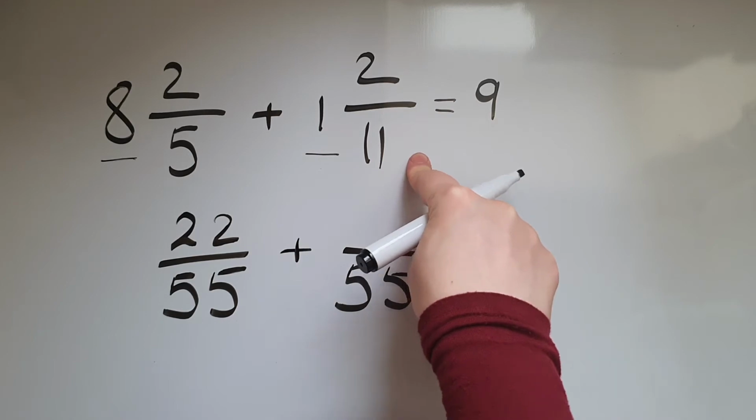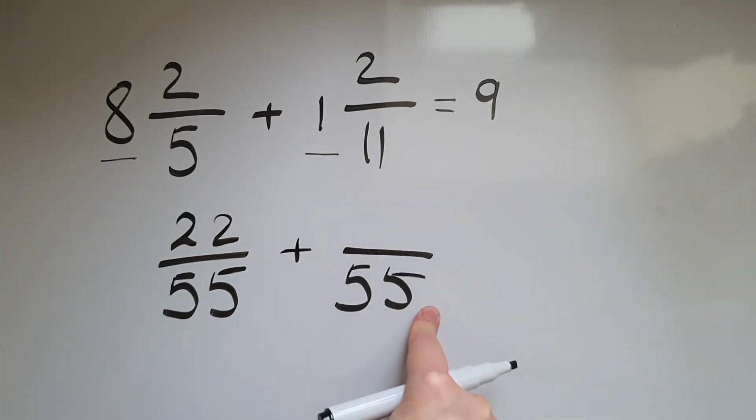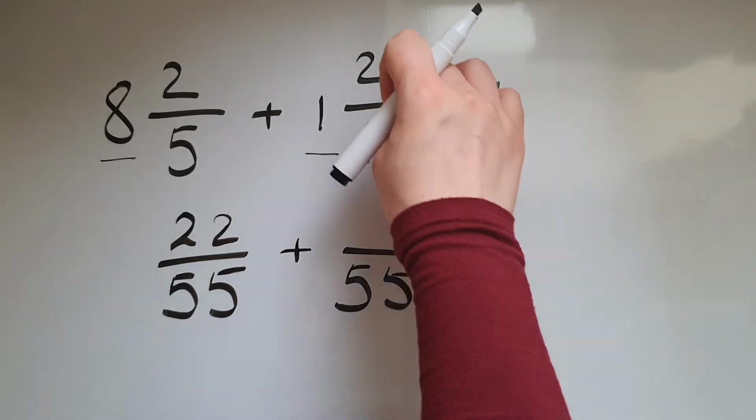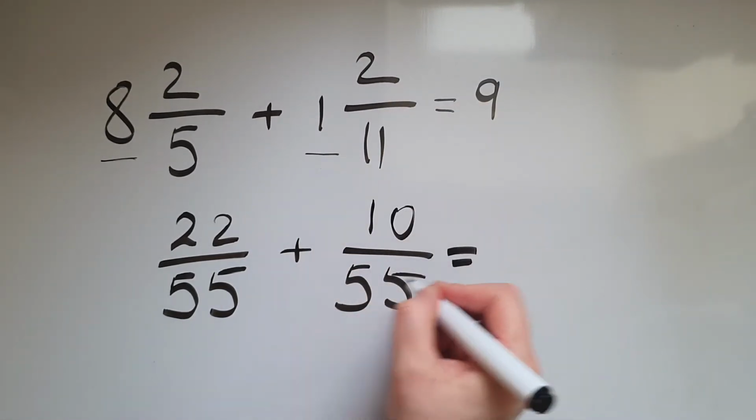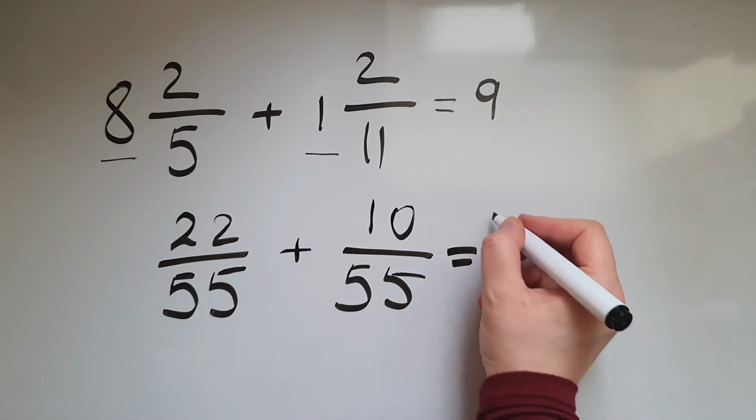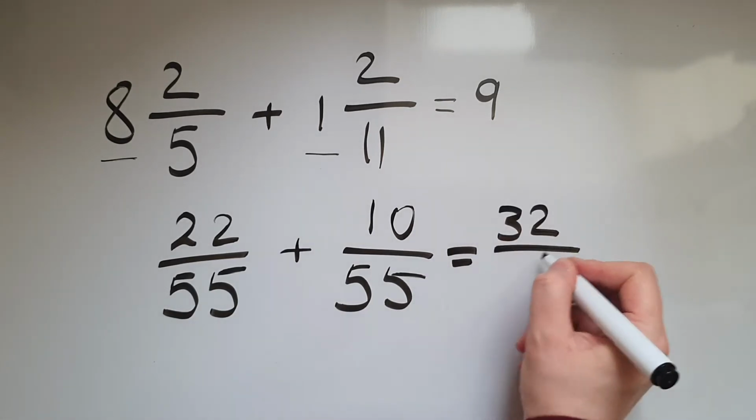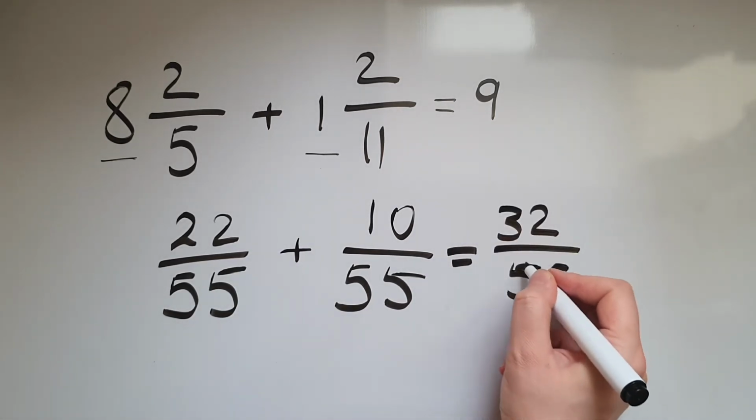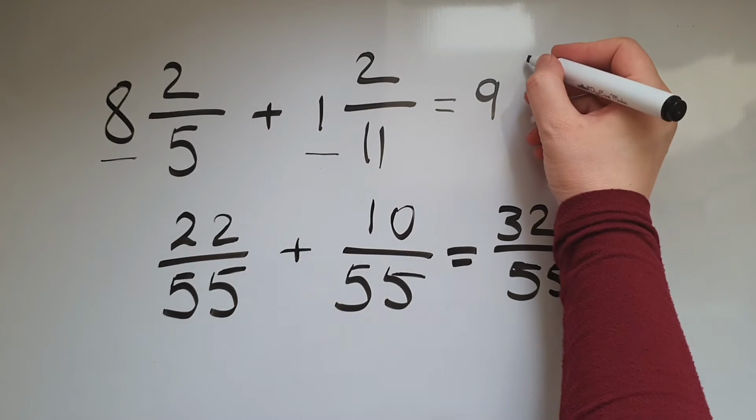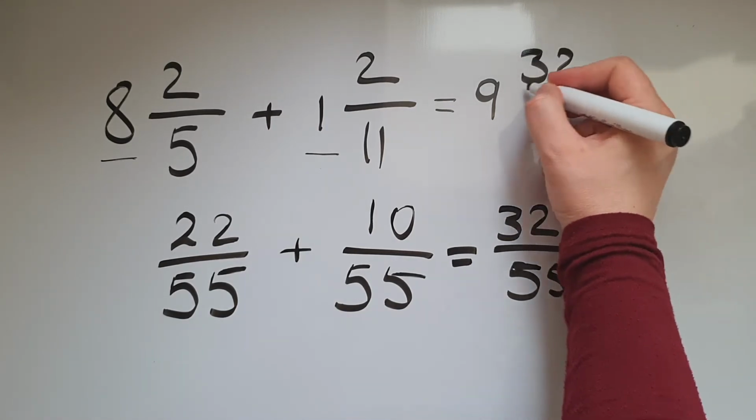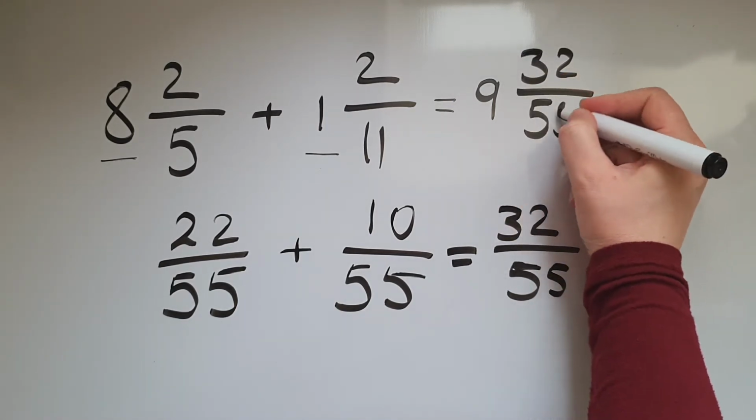To get from 11 to 55, we multiplied by 5. So we're going to multiply the 2 by 5 as well, which is 10. So 22 and 10 gives us 32, 32 55ths. So the answer is 9 and 32 55ths.